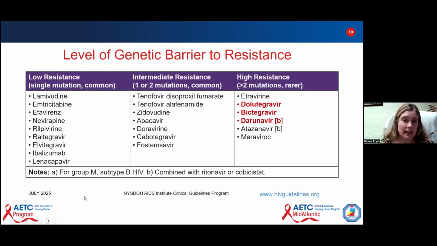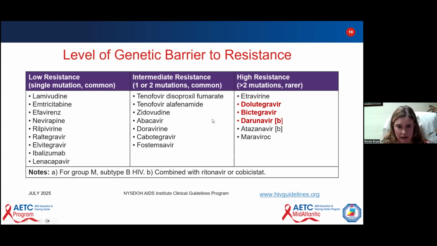And then as far as genetic barrier to resistance, I touched on this a little bit in the introduction. What we consider low resistance is where a single mutation will probably mean that you've lost that drug. They have a low barrier to resistance. It doesn't take a lot of mutations on the virus's part in order to lose that medication. So efavirenz is an NNRTI, rilpivirine is an NNRTI, raltegravir, which is what that patient was on, and elvitegravir. Those are our earlier integrase inhibitors, not used quite as much currently. And then in some instances, even lenacapavir, the newer injectable.